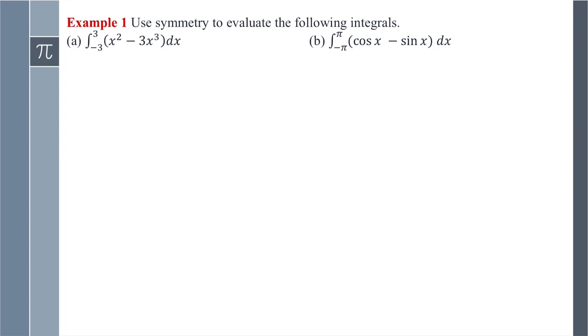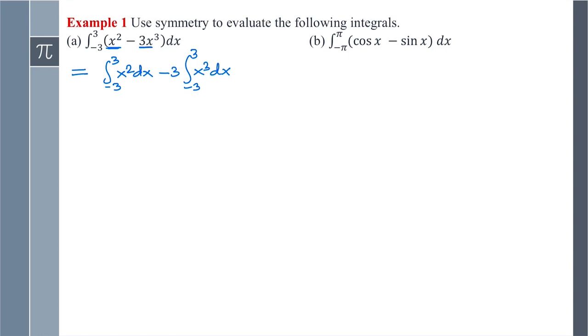Now if you look at the first function that we have here, this part of the function, x squared, is an even function, and this part, 3x cubed, is an odd function. So we can go ahead and split this integral into two parts. So this equals the integral from negative 3 to 3 of x squared dx minus, and then we can keep that constant 3 outside of the integral, and then we have the integral from negative 3 to 3 of x cubed dx.